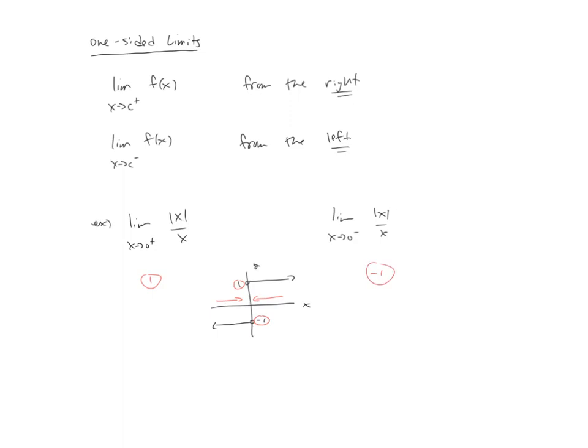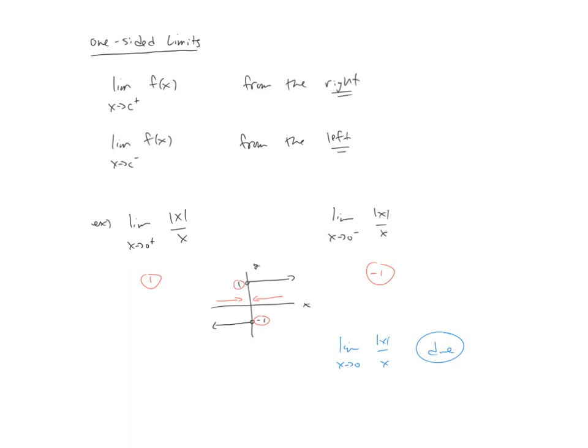So a couple sections ago, when the question was, what is the limit as x approaches 0 of this function, we said the answer was does not exist. And that's because the answers were different. But now we've broken it down into two separate questions. From the right, we're at 1. From the left, we're at -1. So a pretty intuitive idea when you just get past the notation.